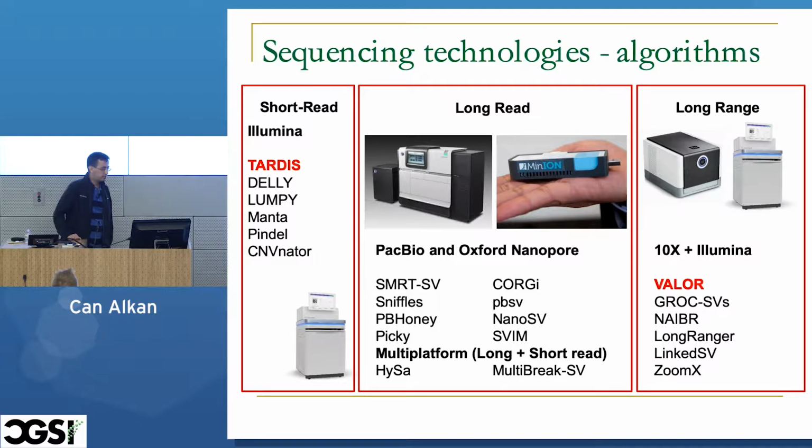The long read algorithms, these are some of the examples. I'm pretty sure I'm missing about 20,000 more algorithms total in this slide. So we have SmartSV, CoRGi, Sniffles. Sniffles was developed by Mike Schatz's group, NanoSV, and so on. And there are also some multi-platform algorithms, for example, HISEA and MultiBreakSV. So it actually uses multiple sequencing technologies together, so long reads and short reads together. So they can leverage the long read information coming from PacBio or Nanopore, and they can correct the small mistakes using Illumina reads, which are shorter but more reliable.